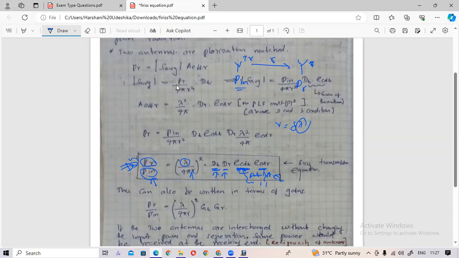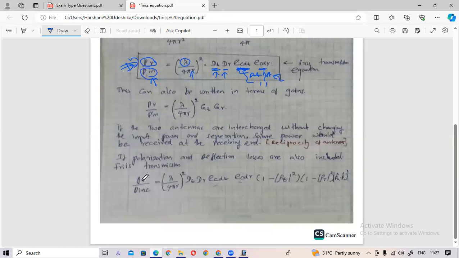And this is the complete Friis equation, so all types of losses are included here. These depend on insertion losses. And this term is called the polarization factor, so that depends on the polarization loss. These things are not in your syllabus, that is why I haven't done these things. Polarization is not in your syllabus.